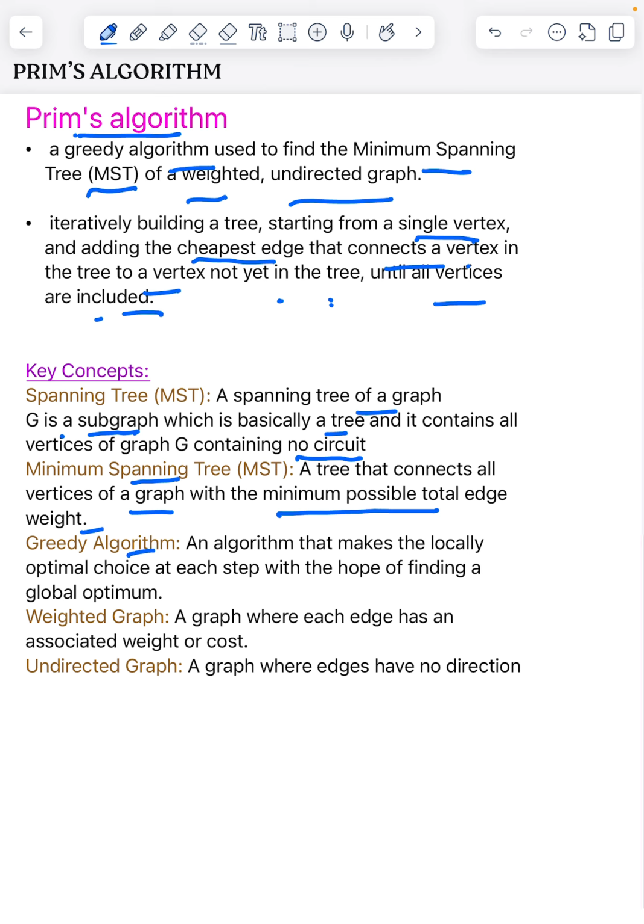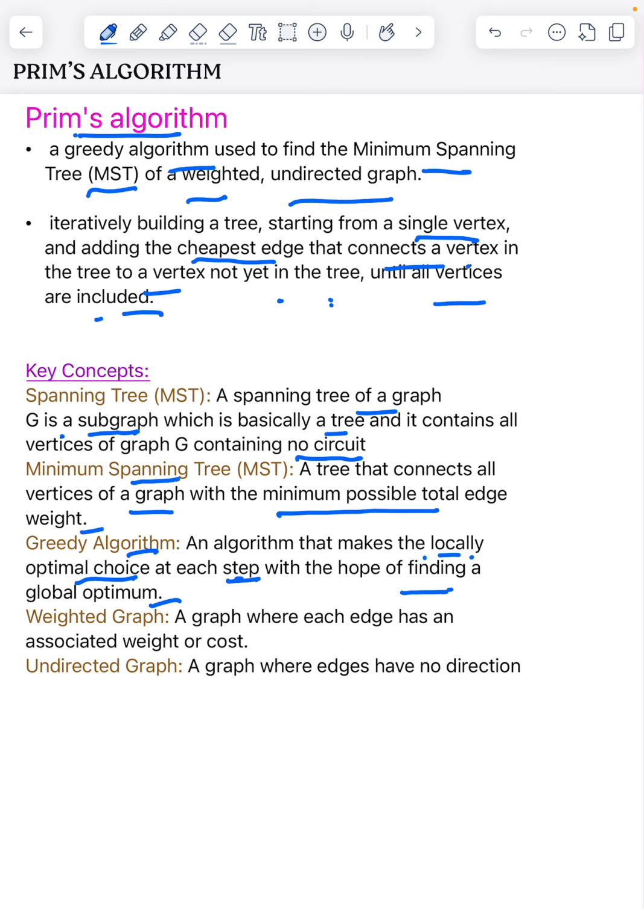Coming to a greedy algorithm, we all know the greedy algorithm makes the locally optimal choice at every step with the hope of finding a global optimum. And whatever decision we are taking, all those decisions are irrevocable.